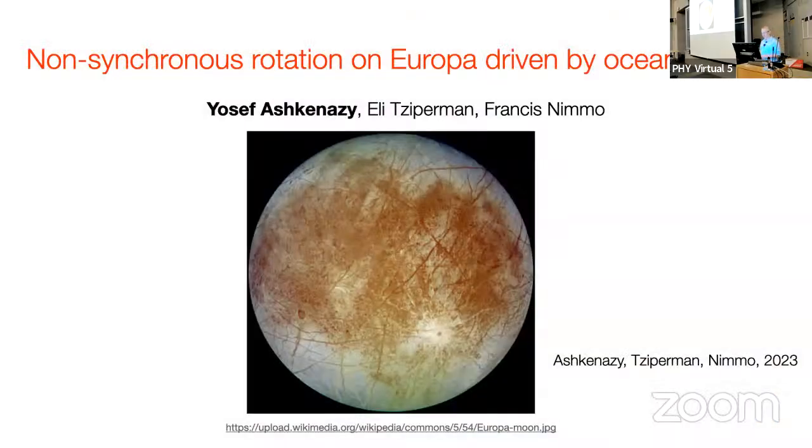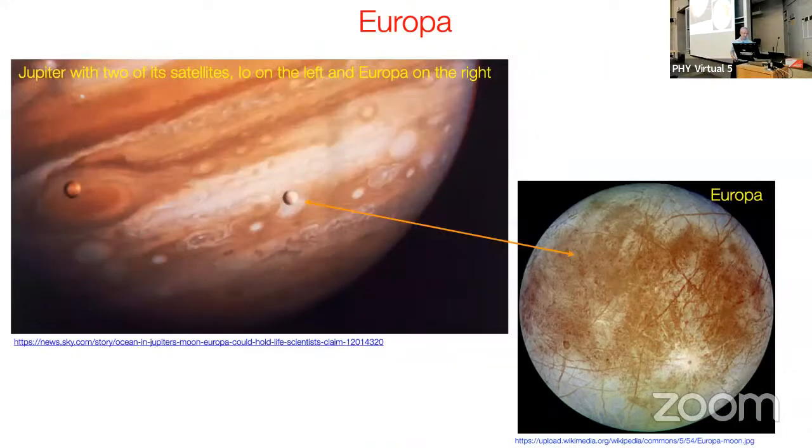So same collaborator, Yossi. We've been working together for over 20 years. And this time the question we're asking is different. It has to do with the ice shell of Europa. So this is what Europa looks like. Pretty impressive. So this is the moon of Jupiter, right? Okay, what do we know about it?